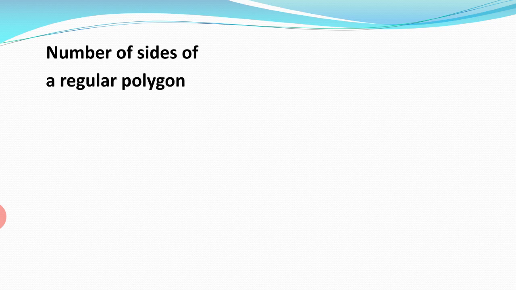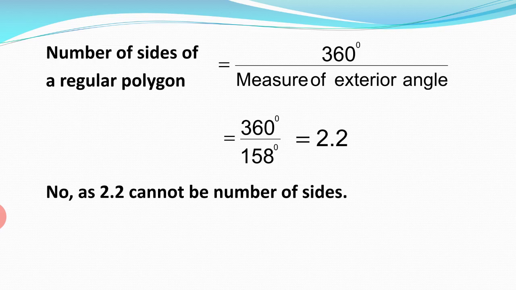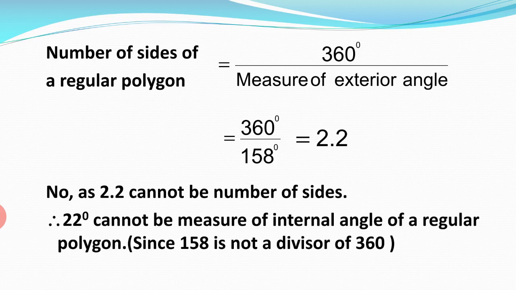Now divide again 360 by 158. Is it okay? So what will you obtain? Again you will obtain 2.2, which is not an integer. So that is also not possible. That means 22 degree cannot be exterior angle, as well as it cannot be interior angle of a regular polygon.